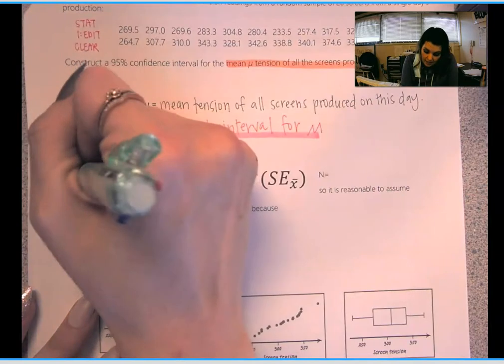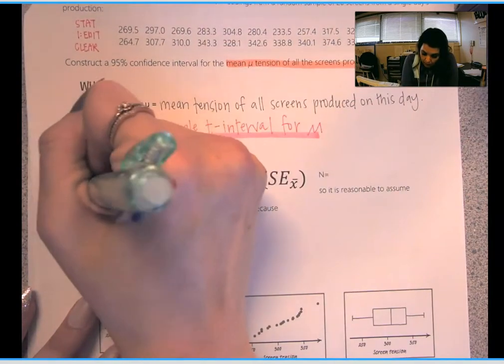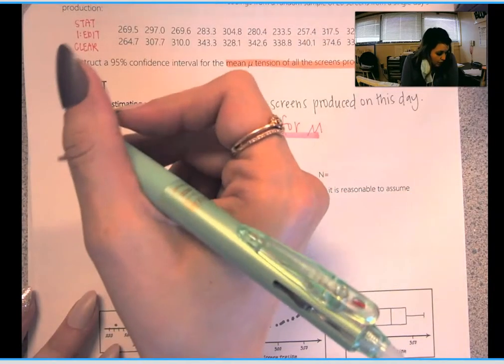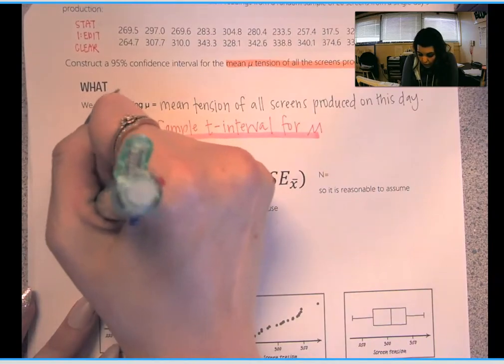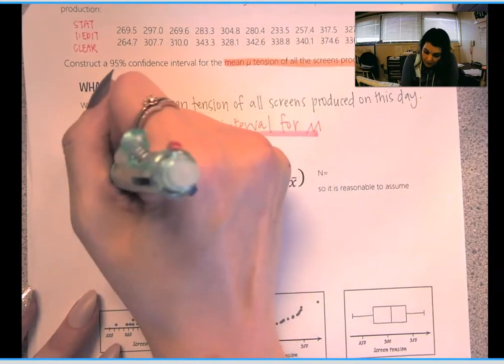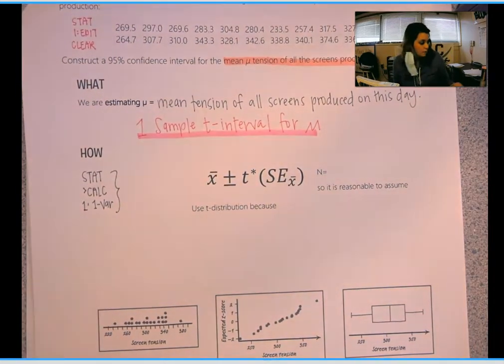We have to hit the Stat button, arrow over to Calc, and we need to choose option 1, which is one variable stats. When you plug this in, this is going to calculate for you your X bar.